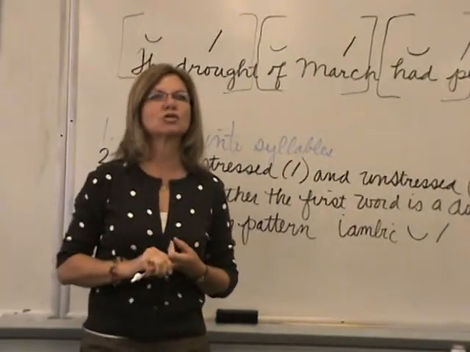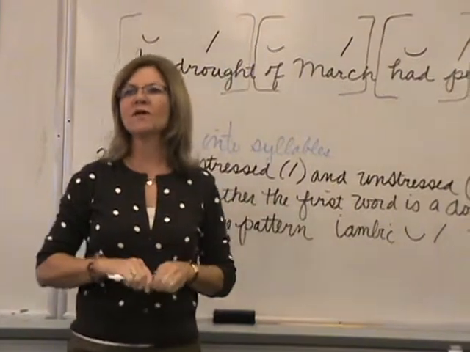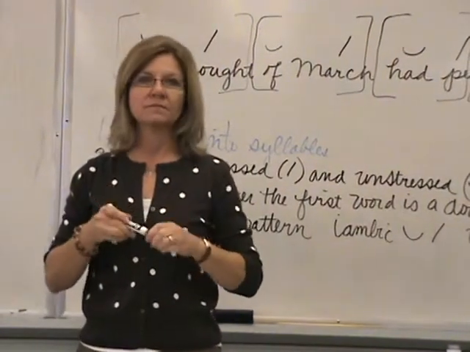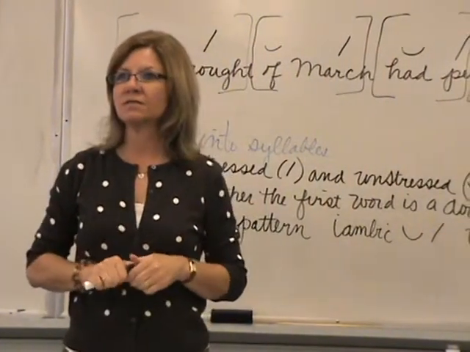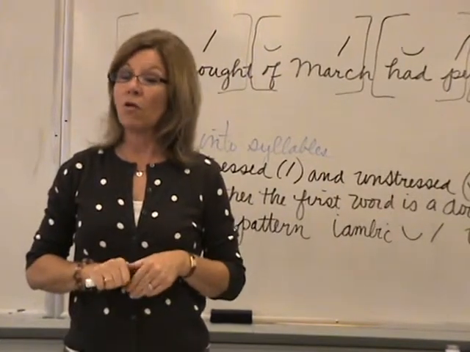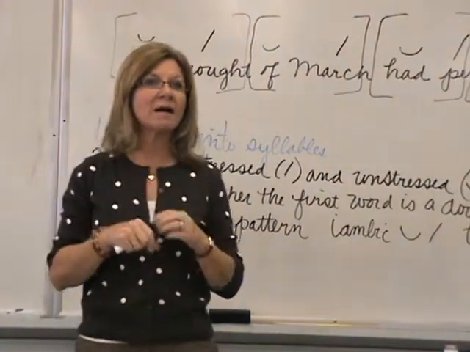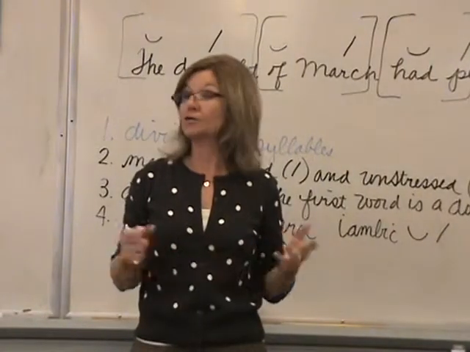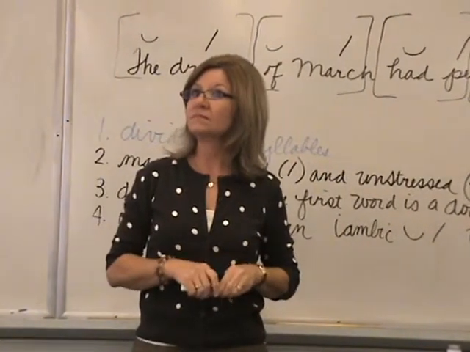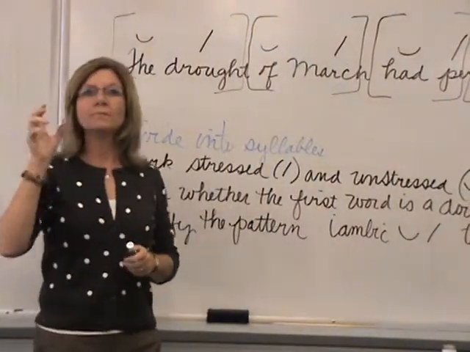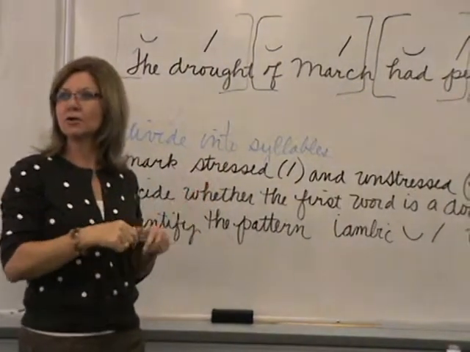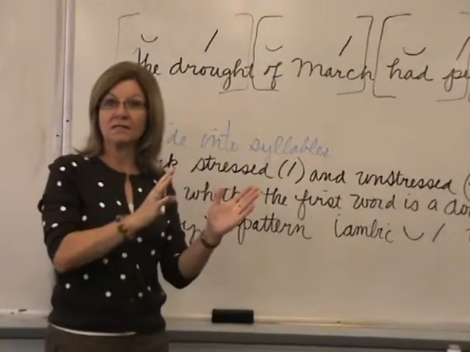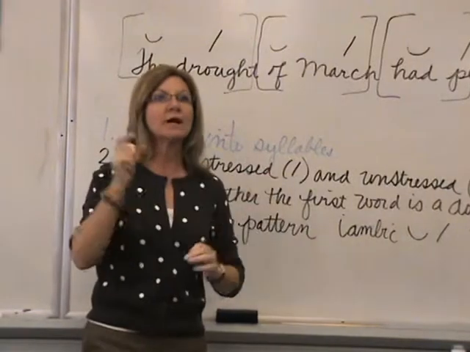Now let's talk about tetrameter for just a minute. How many of you have ever played Tetris? How many shapes are there in Tetris? 4. How many little squares does each shape have? 4. Now you know why it's called Tetris. Okay? So tetrameter then is going to have 4 feet. Trimeter has 3 feet.